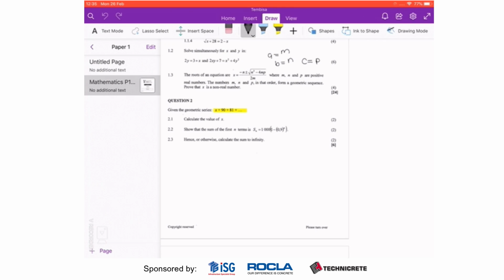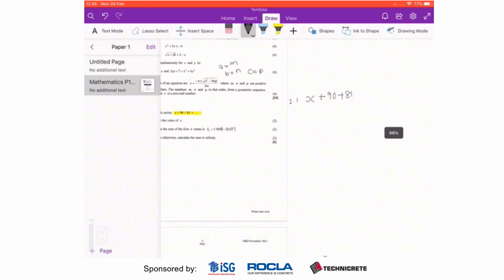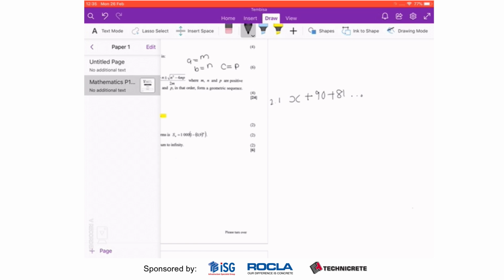So we know that when we're working with a geometric series, we have to use ratios. Okay, so we want to calculate the value of x. How are we going to calculate? We're going to create ratios. So 90 over x, I'm using 90 over x, is therefore equal to 81 over 90. Okay, so I'm going to cross multiply. I'm going to have 81x is equal to 8,100. Okay, divide by 81 on both sides. Therefore, x is equal to 100.